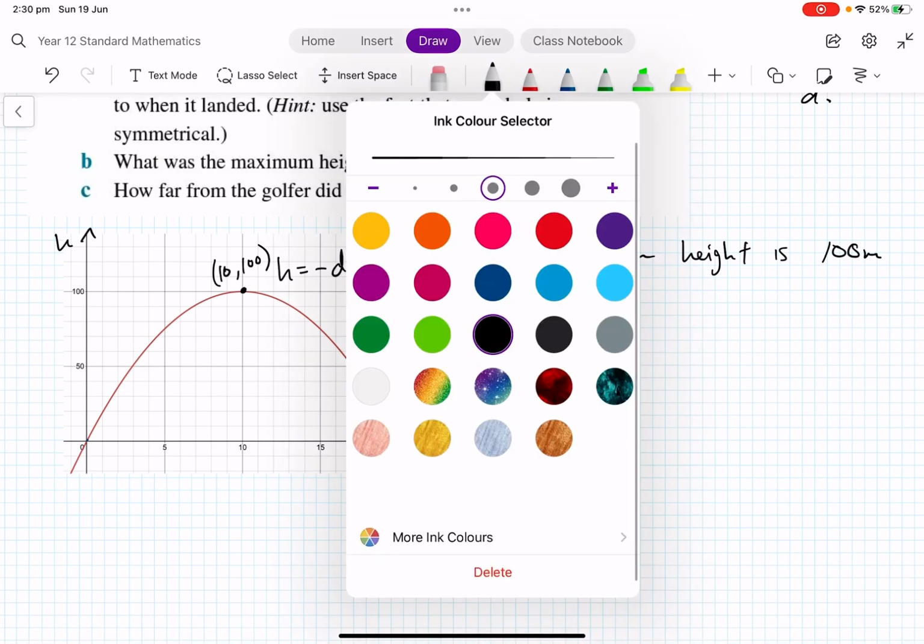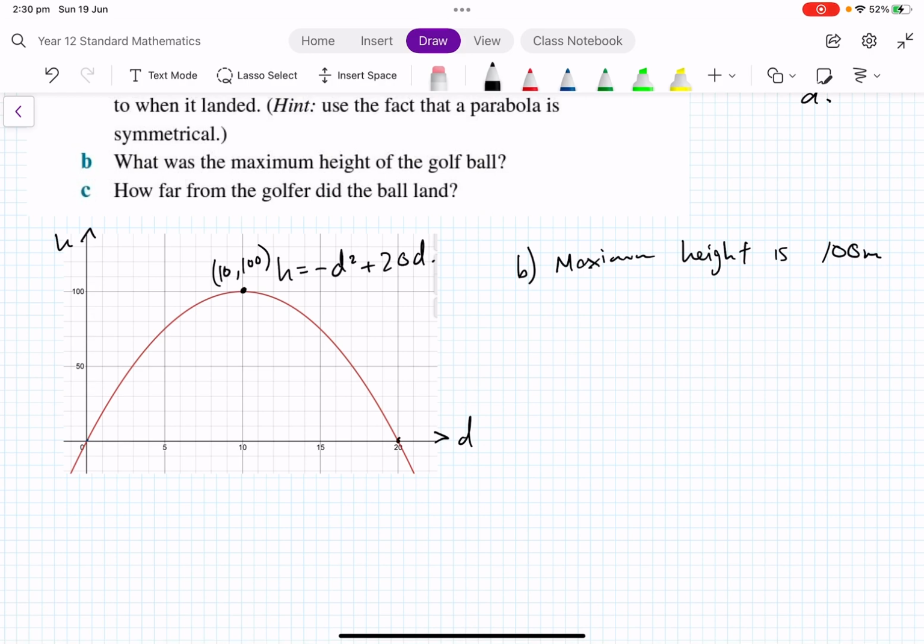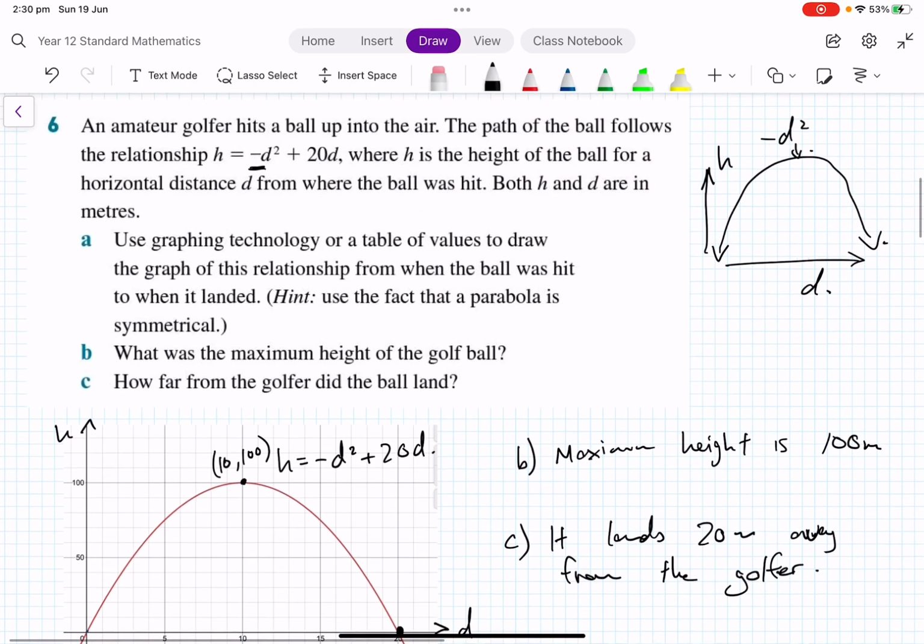And so the point where it lands, of course, is here. It starts on the ground, it goes all the way up into the air, hits 100 meters, keeps going, and then comes down at 20. So for part C, it lands 20 meters away from the golfer. Now, to me, that's not a very good shot, but that is certainly what the maths in this case is telling us.